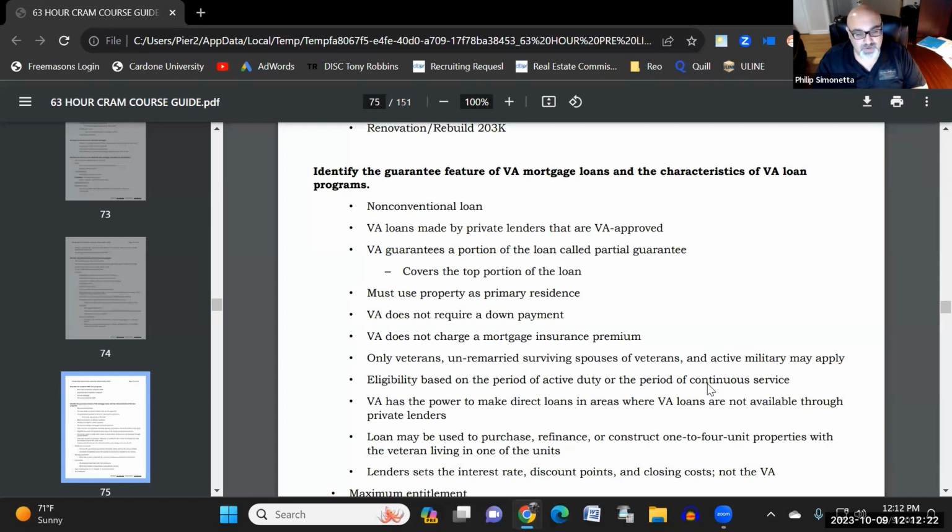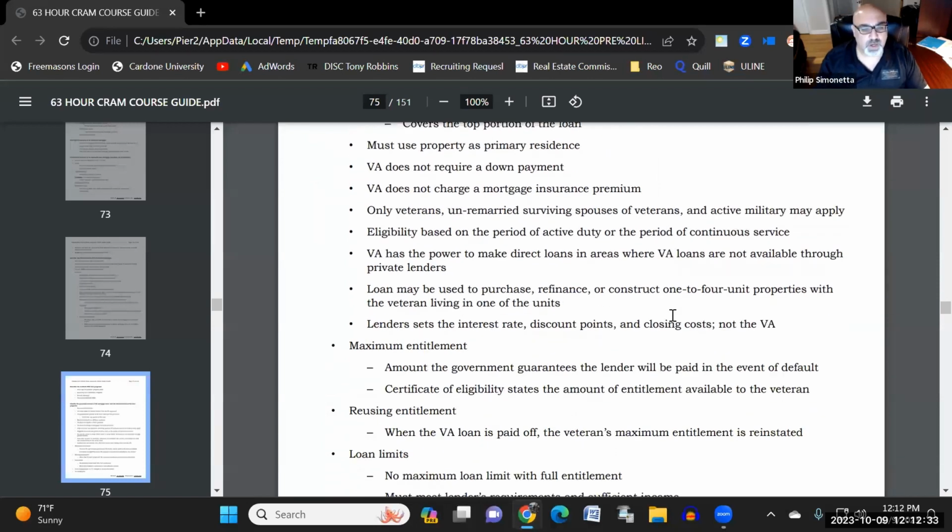Okay, they must use the property as a primary residence. VA does not require a down payment. They get 100% financing. VA does not charge a mortgage insurance premium, so there's no mortgage insurance. Only veterans and unmarried surviving spouses of veterans and active military may apply. Eligibility is based on the period of active duty or the period of continuous service. VA has the power to make direct loans in areas where VA loans are not available through private lenders. So there's certain areas in the country that are not super populated, and there may not be a lender who approves VA loans. So they can actually lend the money directly.